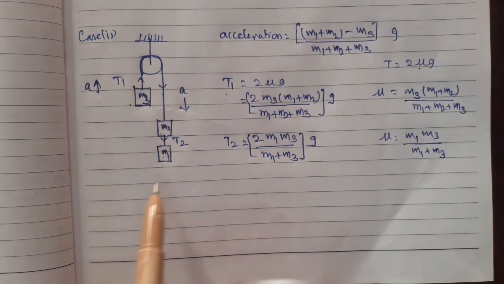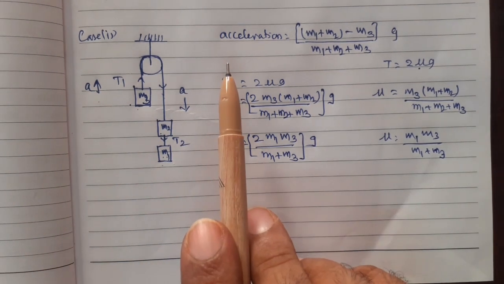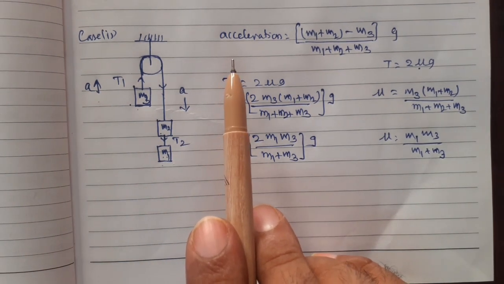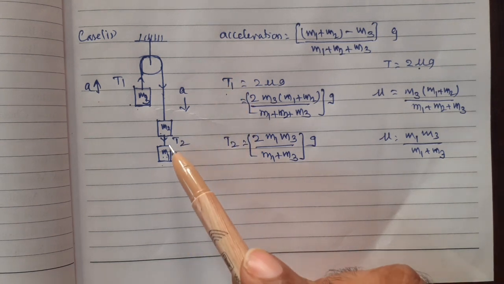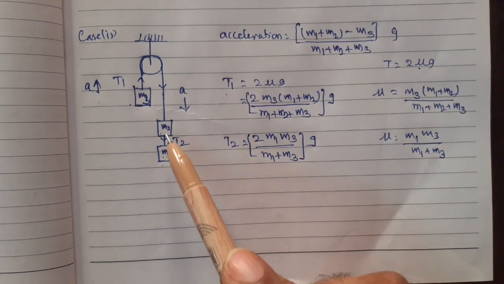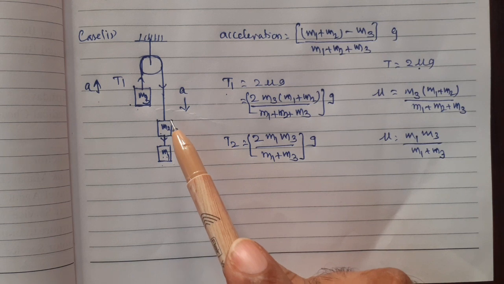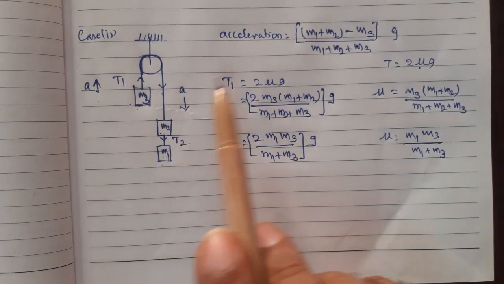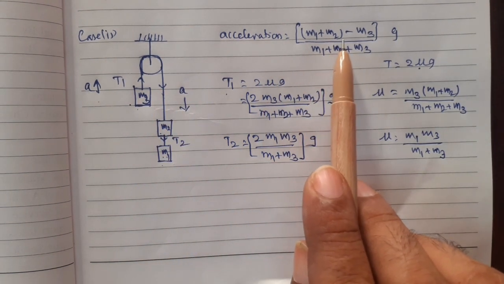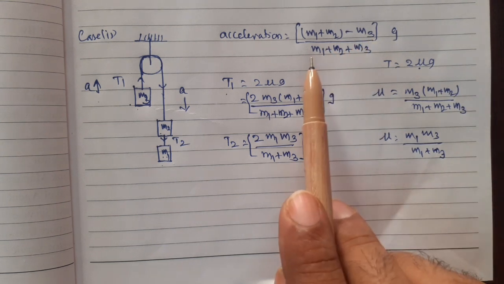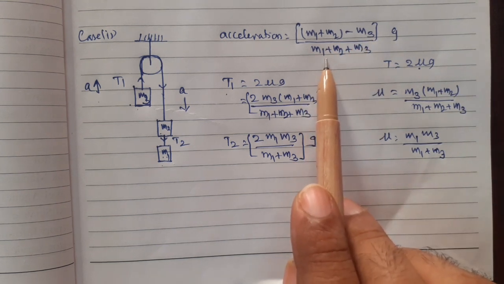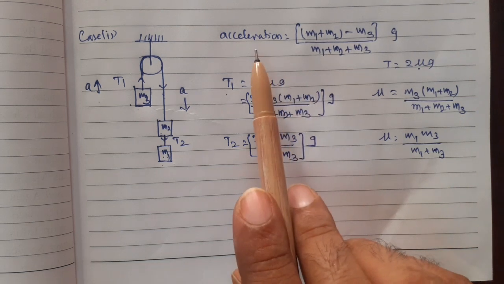What about the resultant acceleration in this case? Acceleration is equal to forward force minus backward force by total mass. The forward force is m1 plus m2 into G, minus the backward force m3 G, by the total mass m1 plus m2 plus m3. So the acceleration is m1 plus m2 minus m3 by m1 plus m2 plus m3 into G. This is the acceleration of the body.